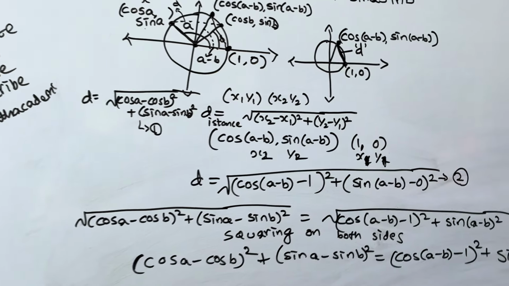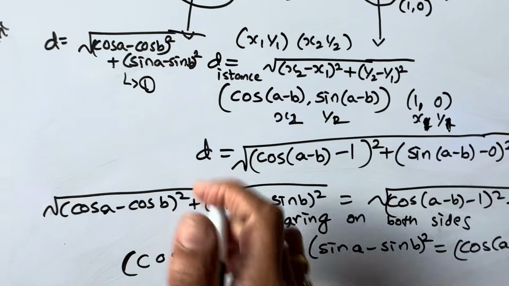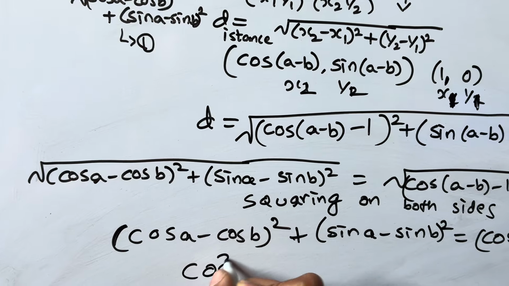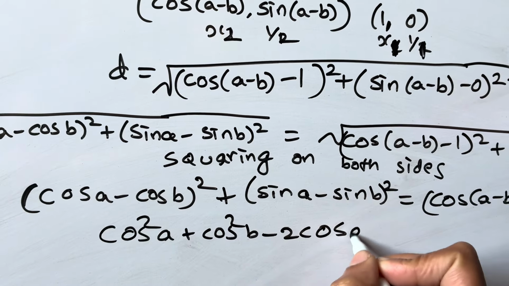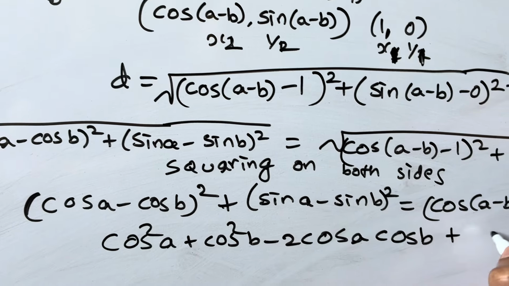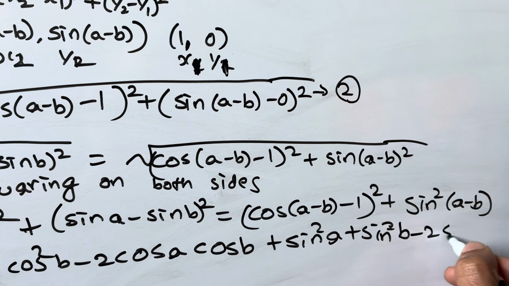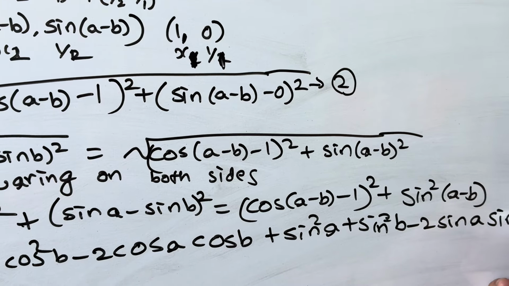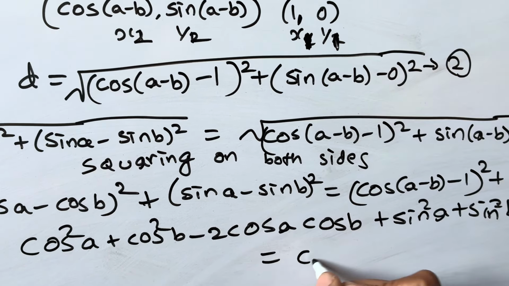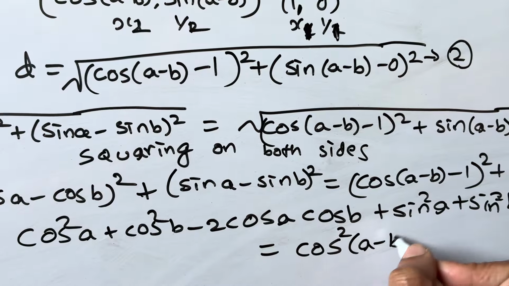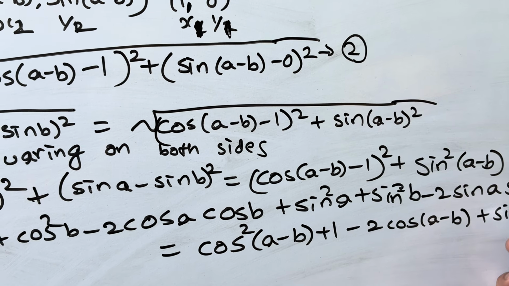And now I'm going to expand this. I'm going to apply the formula of (A minus B) whole square on the left, which is nothing but A square, which is cos square A plus cos square B minus 2 times cos A cos B. And the same here for sin square A plus sin square B minus 2 times sin A sin B, which is again equal to, taking this as A and this as B on the right, cos square of (A minus B) plus 1 minus 2 times cos of (A minus B) plus sin square of (A minus B).